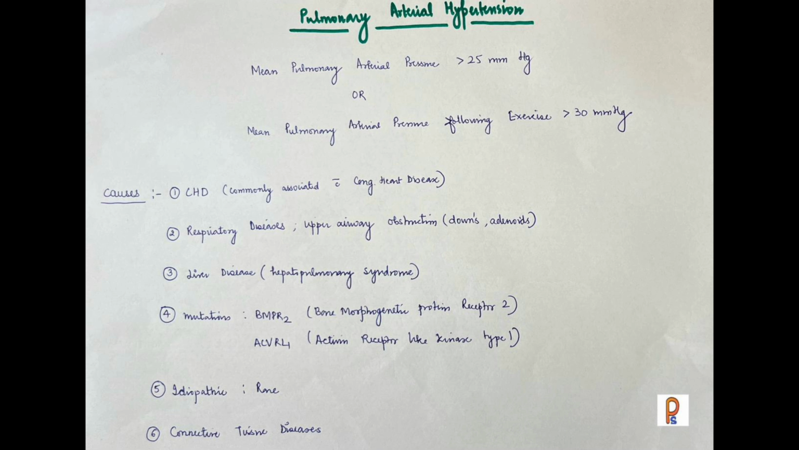Then liver disease, if severe, may lead to hepatopulmonary syndrome. Also, mutations in the bone morphogenetic protein receptor type 2, that is BMPR2, or the activin receptor-like kinase type 1 or endoglin can lead to PH. Connective tissue disorders can also be associated with PH. Sometimes it may be idiopathic.